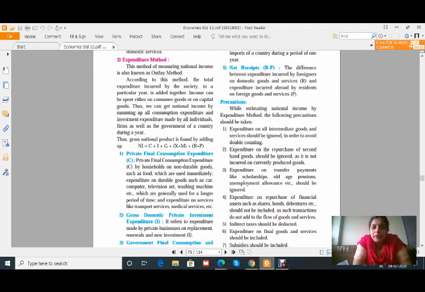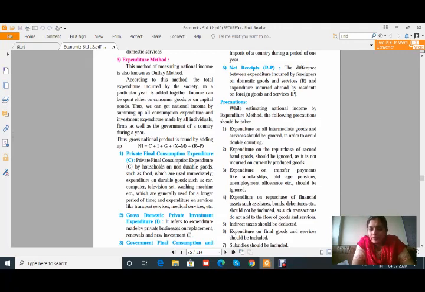Private final consumption expenditure C by households on non-durable goods such as food which are used immediately, expenditure on durable goods such as car, computer, television. The non-durable goods are the necessities, like vegetables, milk and all those products that have to be consumed immediately. Durable goods can last for more than 5 years, 5 to 10 years, just like a television set, washing machine, computer, etc. And expenditure on services like transport service, medical service, etc. All this comes under the private final consumption expenditure.